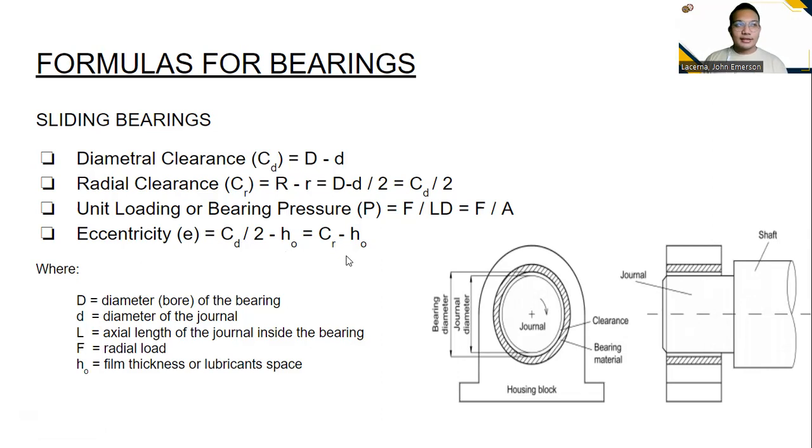Eccentricity naman is, imagine meron tayong lubrication sa ating clearance. See? May lubrication dito sa mga spaces na to. So, pag halimbawa umikot yung bearing or yung shaft and hindi siya pumapantay sa mismong center ng ating bearing, the distance or yung measurement ng needle point or center ng ating journal at center ng ating bearing, yun ang ating eccentricity. Okay? Next.